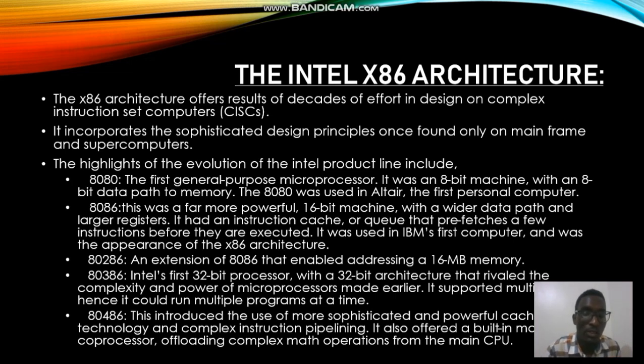And from then we saw other extensions of the 8086, where we saw the 80286 that addressed 16 MB of memory, the 80386, which was Intel's first 32-bit processor with an architecture that rivaled the complexity and power of microprocessors that were made earlier, and the 80486 that introduced more sophisticated and powerful cache technology and also offered a built-in math coprocessor offloading complex math operations from the main CPU.